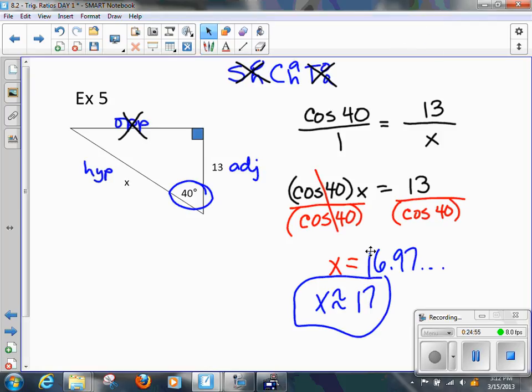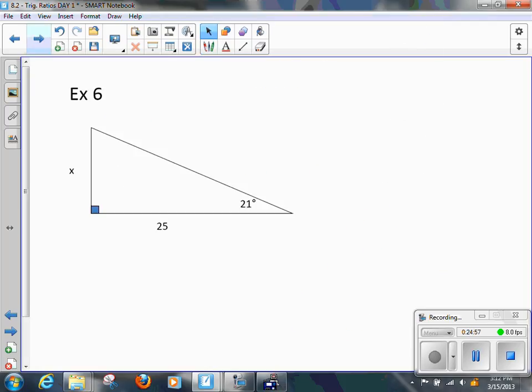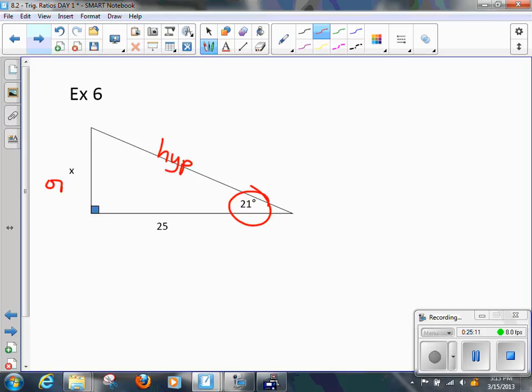Let's do another one. We're not going to give up. We're going to keep working. What are we going to circle? 21. What next? Hypotenuse label. Where's your opposite side this time? Why? And then what? That's right.